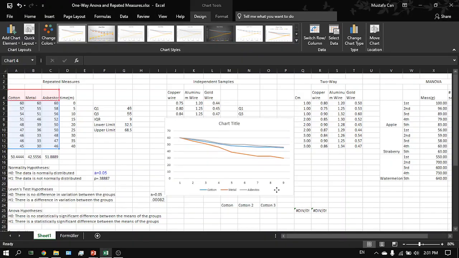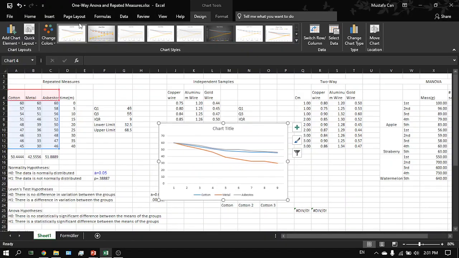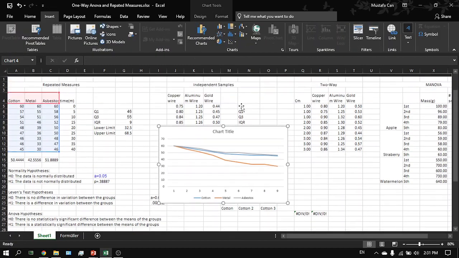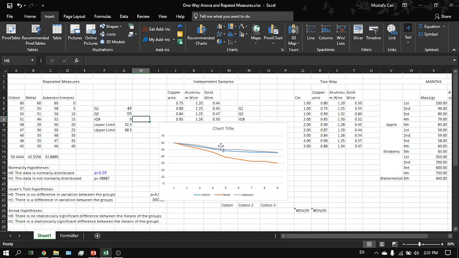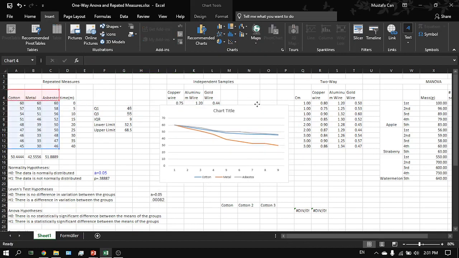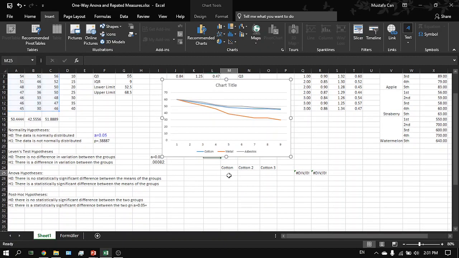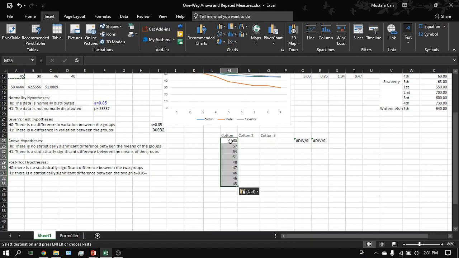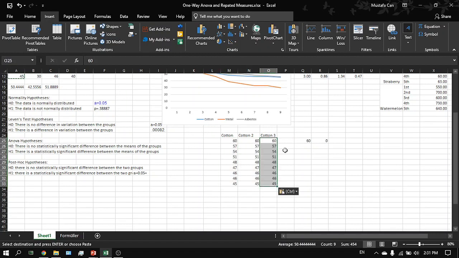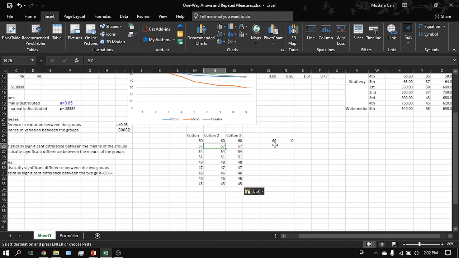I also drew the line graph of it, since the bar graph was wrong. A bar graph shouldn't be drawn for this, so I wanted to explain with a line graph. Normally you would have multiple measurements for these, so you'll have one here, and one here. These are the same values. I just want to show it.